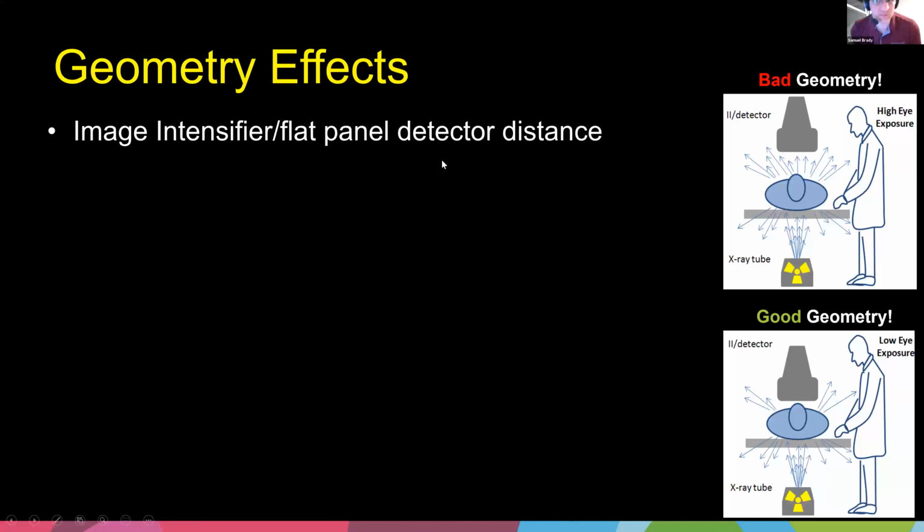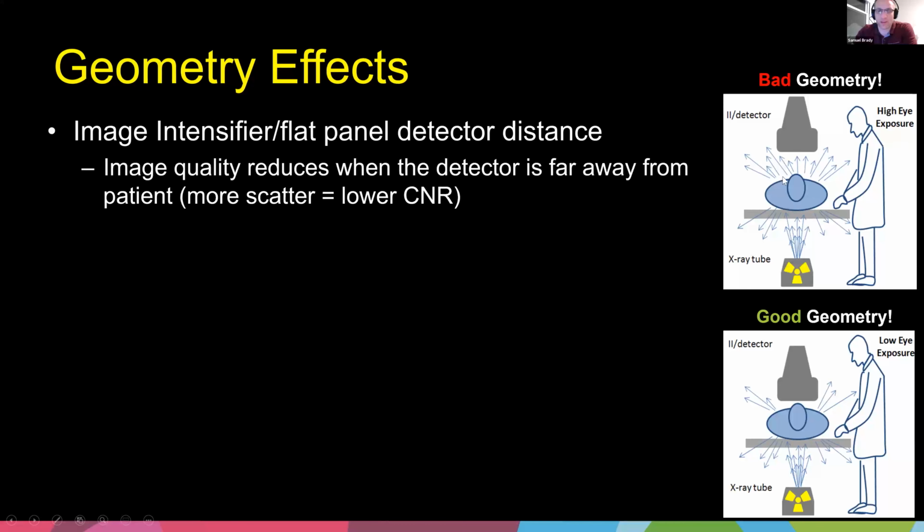All right, and so one of the last things we need to talk about is, as we mentioned, how you use the machine also directly affects the image quality. So if you've got an image intensifier or a flat panel detector, you're standing at the table and you're operating it. If it is elevated or away from the patient, you are using what's called bad geometry. Well, what's the problem with that? Well, the farther away from the patient it is, the more scatter, or the more radiation coming off the patient, will be collected by the detector.